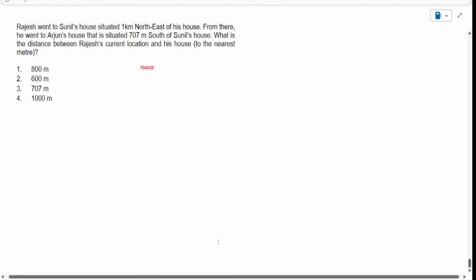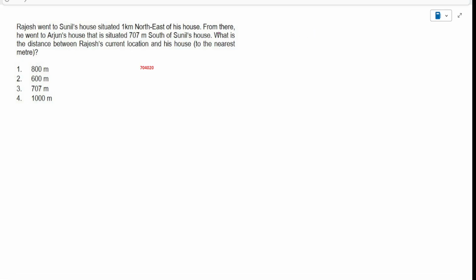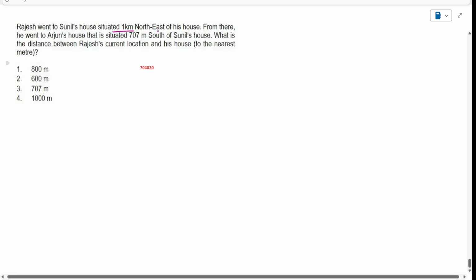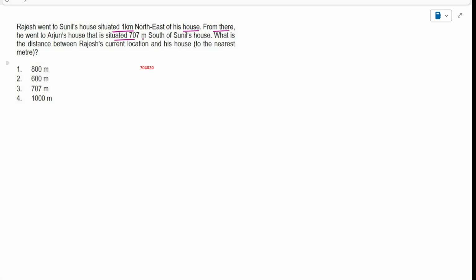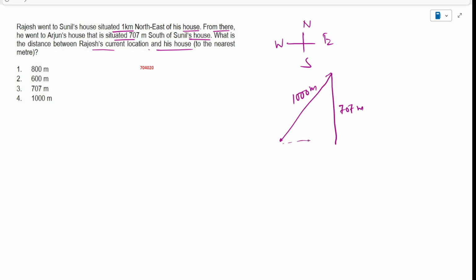The last question of today's class. Rajesh went to Sunil's house that is situated 1 kilometer northeast of his house. From there, he went to Arjun's house that is also situated 707 meters south of Sunil's house. What is the distance between Rajesh's current location and his house to the nearest meter? So, northeast, west, south. So Rajesh starts from here and goes this side. He goes 1000 meter. Now he goes from here south. This is 707 meter. Then what is the distance between this?